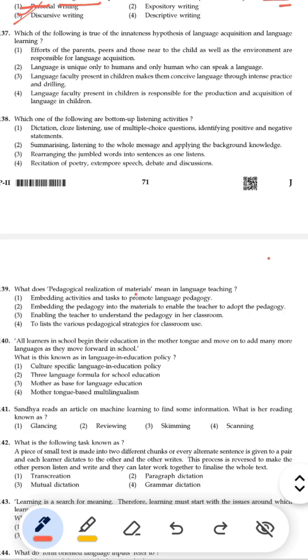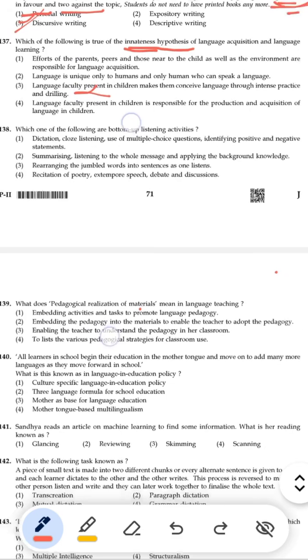Here they are asking about the true statement regarding the innateness hypothesis of language acquisition and language learning. Language acquisition is an innate process, that is, a natural process. So the language faculty present in children is responsible for acquisition of a language by any child. This innateness means there is no need of intense practice or drilling. So option 3 is wrong.